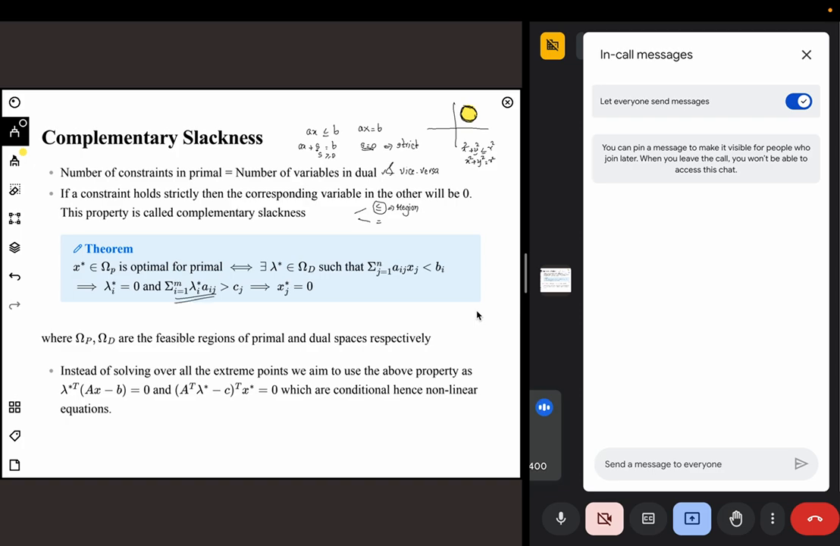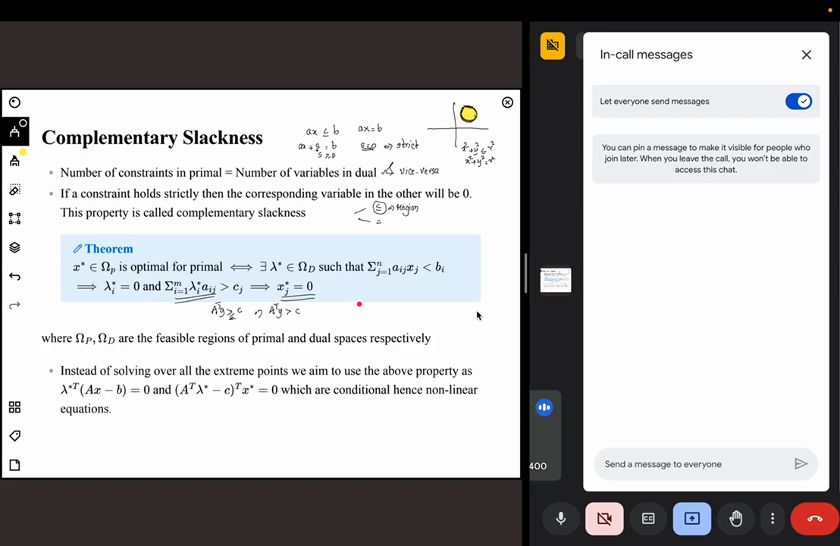This is your constraint: A transpose y greater than or equal to C. But we are saying that this particular lambda star is 0, so that particular variable is 0. So this greater than or equal is not strictly held. So this becomes A transpose y greater than C. When this is greater than C, this implies x j star equal to 0. Or the other way around.